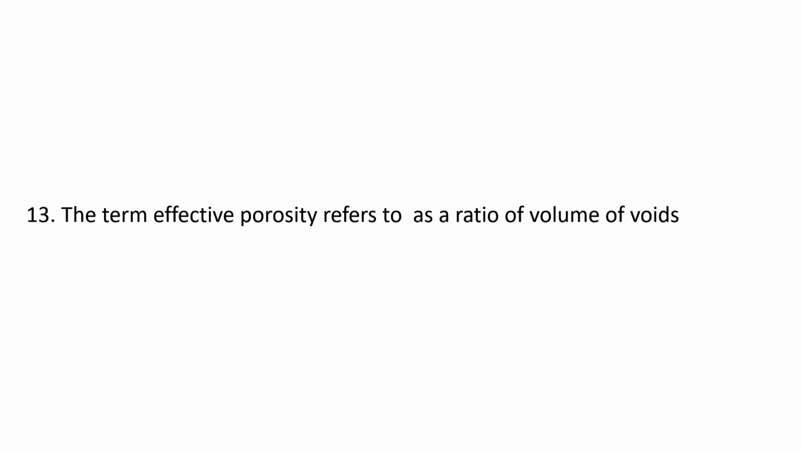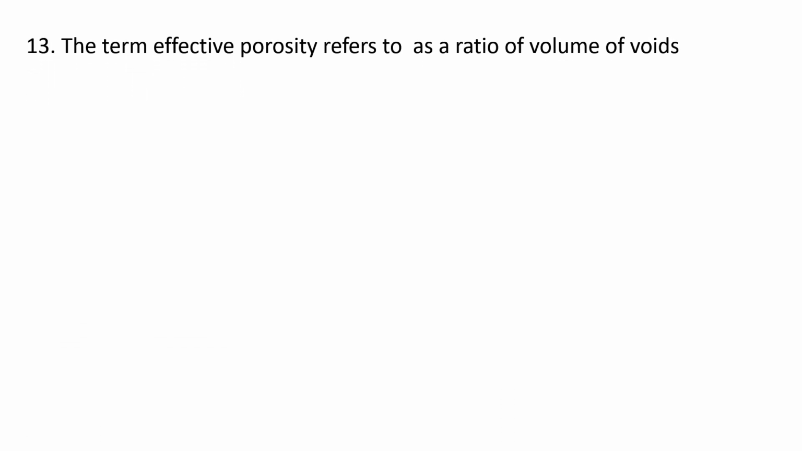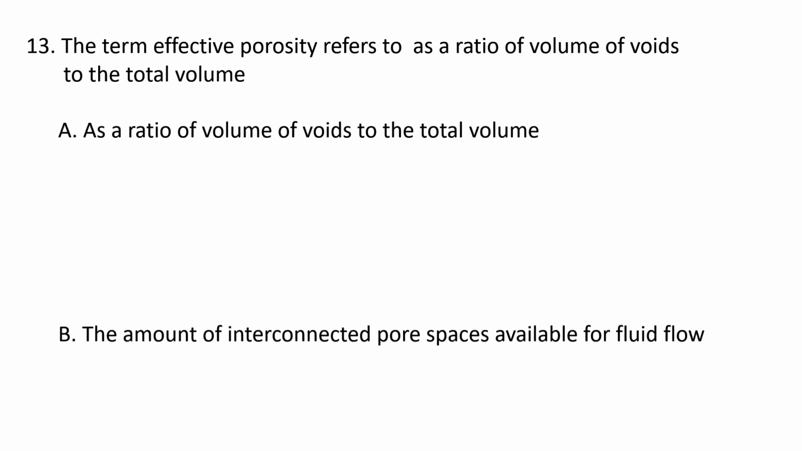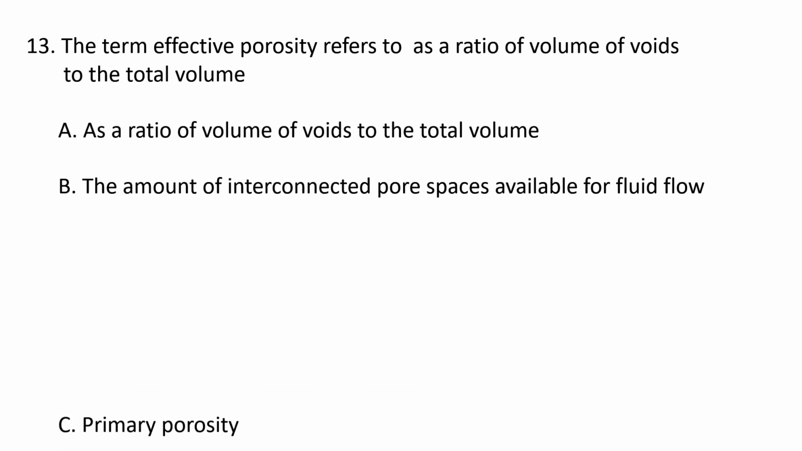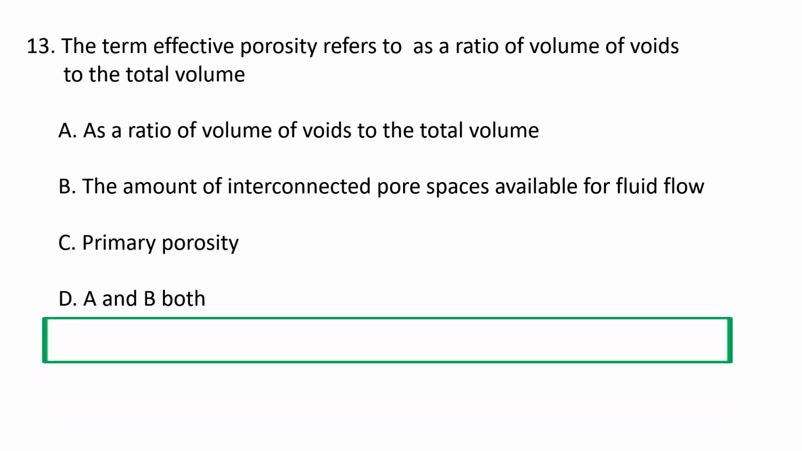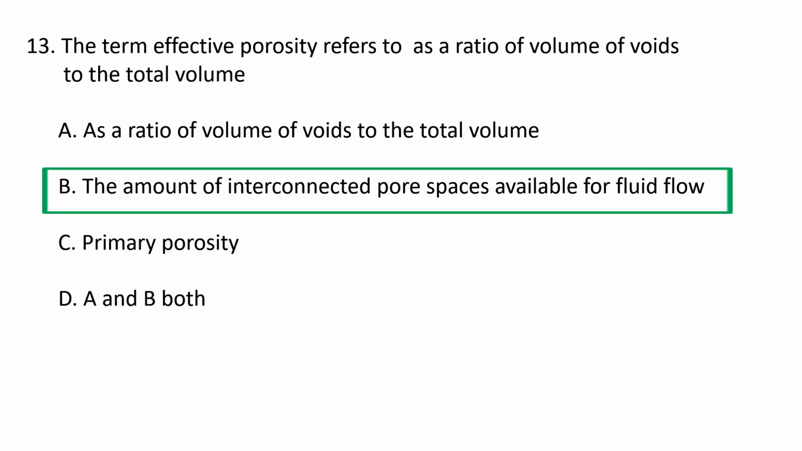Next question. The term effective porosity refers to A. As a ratio of volume of the voids to the total volume. B. The amount of interconnected pore spaces available for fluid flow. C. Primary porosity. D. A and B both. The term effective porosity refers to the ratio of the volume of the voids to the total volume or the amount of the interconnected pore spaces available for fluid flow.